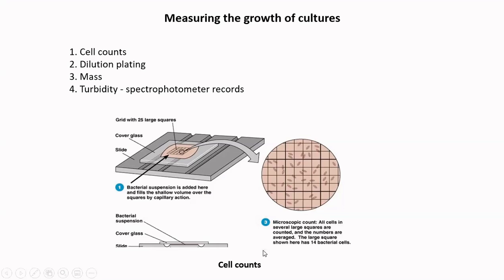Now initially we are moving to the cell counting method. You can see here this equipment we call a hemocytometer. Using the hemocytometer, we can count the number of organisms. So here you can see a microscopic count. All cells in several large squares are counted and the numbers are averaged. The large square shown here has 4 bacterial cells. You can count here in this large square.